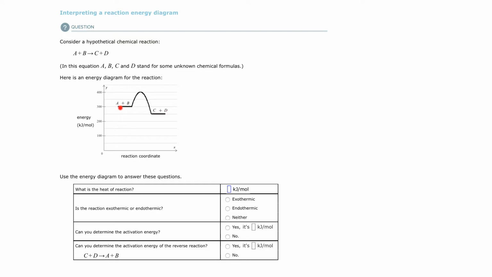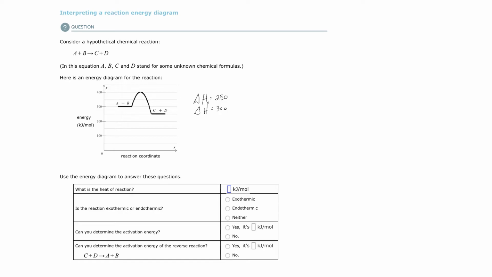In this case, you've got it higher up here at the beginning, lower down here. That means the energy stored in the bonds here is higher than the energy stored in the bonds here. So the enthalpy here, the energy, for C plus D, the products, is going to be at 250. So H equals 250. The enthalpy or energy at the beginning is going to be 300. This is in kilojoules per mole.